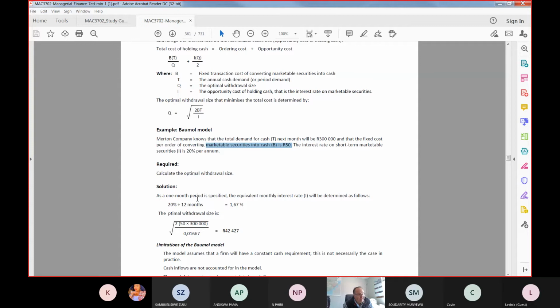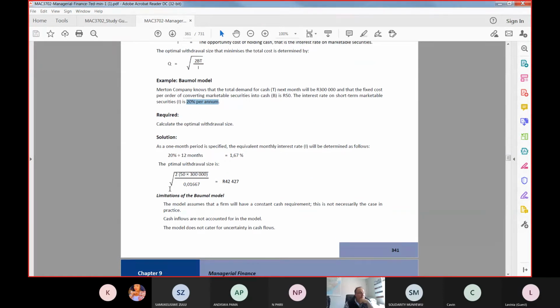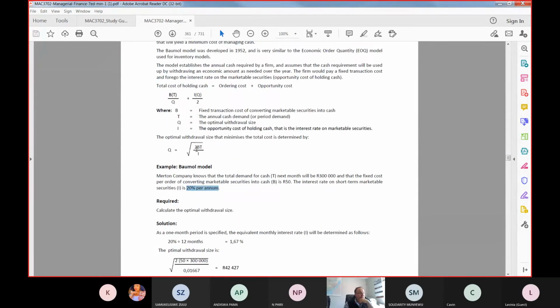Calculate the optimal withdrawal size. So you need 300,000 for next month. As it is a 1 month period, the equivalent monthly interest rate is determined as follows. Because we say 20% per annum over 12 months is 1.67%. So it is imperative that they say here per annum and they're working for a withdrawal size of 1 month. Okay. So we will put it all into the calculator.